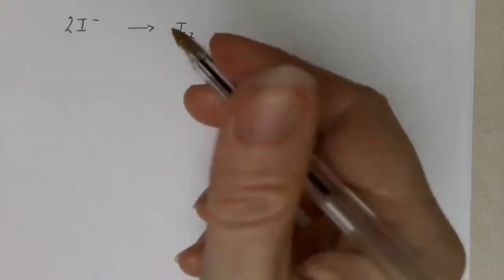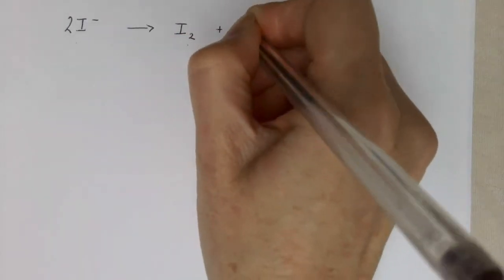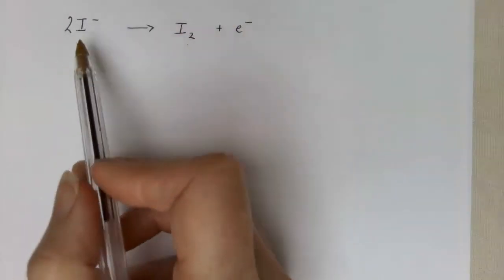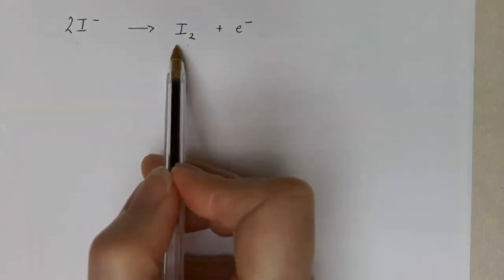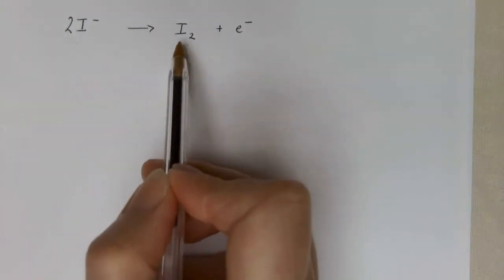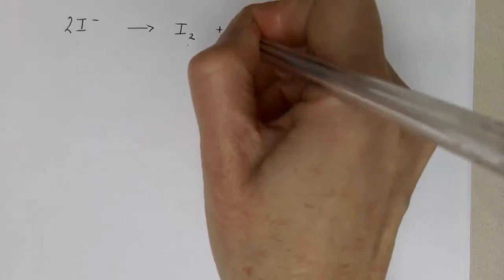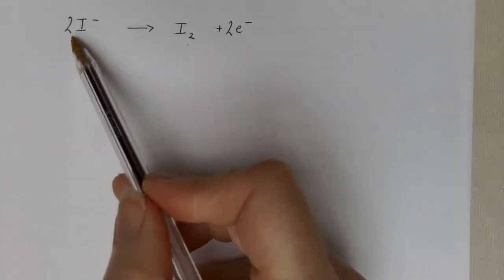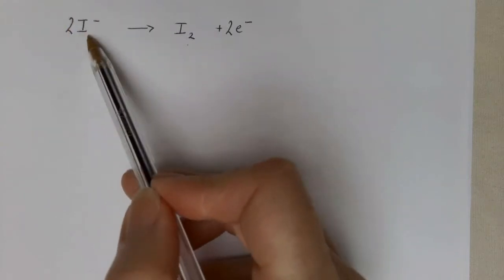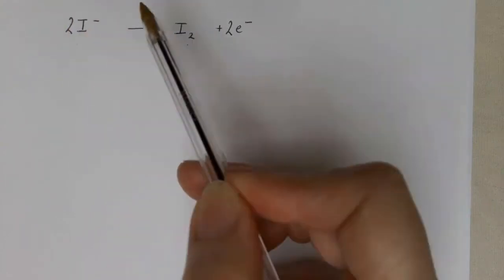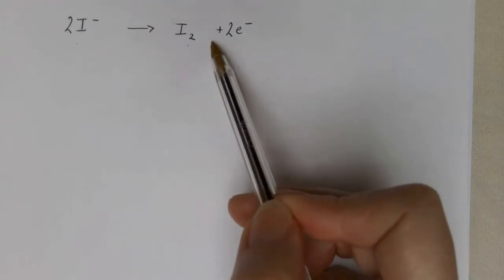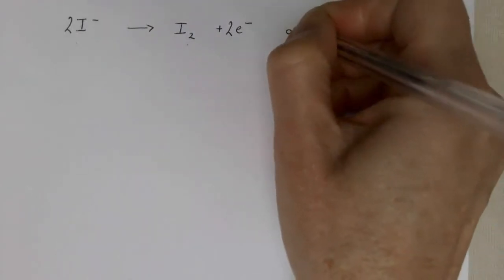Oxidation is loss, so the electrons are coming loose. Now, each iodide is changing by 1 because it's going from -1 to 0, but there are 2 of them, so that makes 2 electrons. I can then just double check with charge balancing because I have a 2- side charge on this side, so I need a 2- on this side. So this is an oxidation reaction.